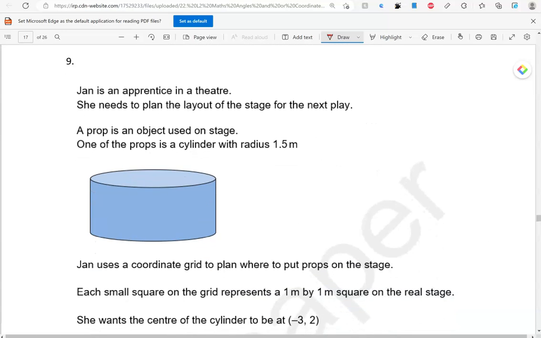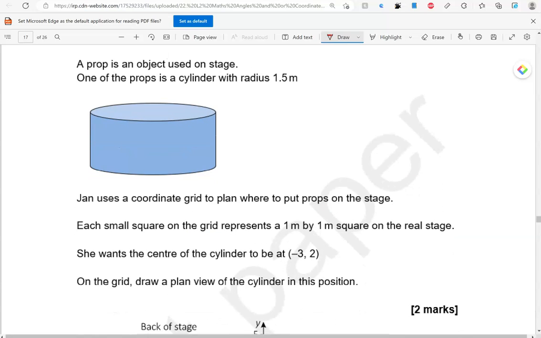Jan is an apprentice in a theatre. She needs to plan the layout of the stage for the next play. A prop is an object used on stage. One of the props is a cylinder with radius 1.5 meters. Jan uses a coordinate grid to plan where to put props on the stage. Each small square on the grid represents a 1 meter by 1 meter square on the real stage. She wants the center of the cylinder to be at -3, 2. On the grid, draw a plan view of the cylinder in this position.